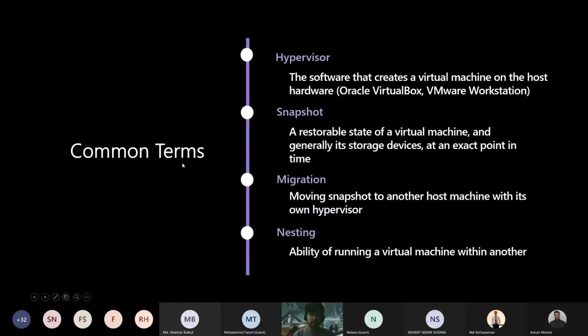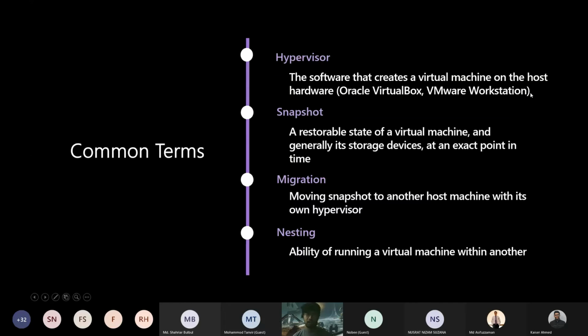Here are some common terms related to virtualization, and on the top we have something called hypervisor. It's a pretty common term, and you need to understand what a hypervisor is. Basically it's the program or the software that creates a virtual machine on the host hardware, and here are some examples. But what do we mean by the host hardware?